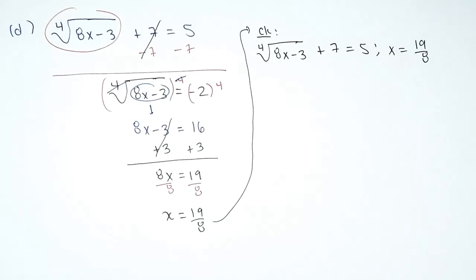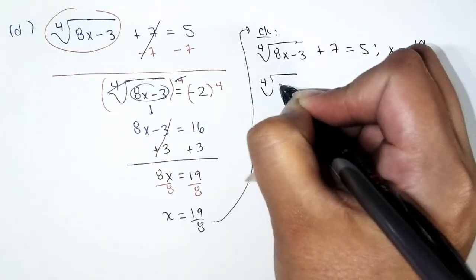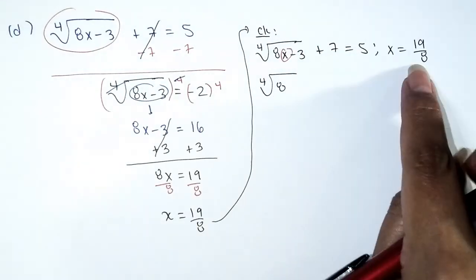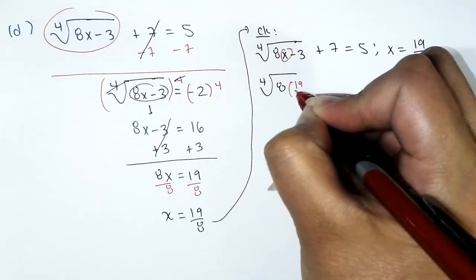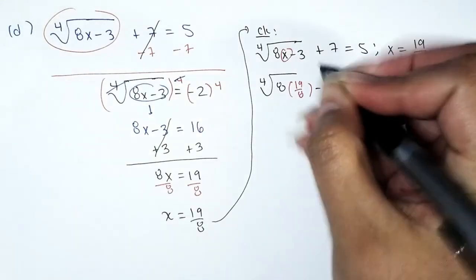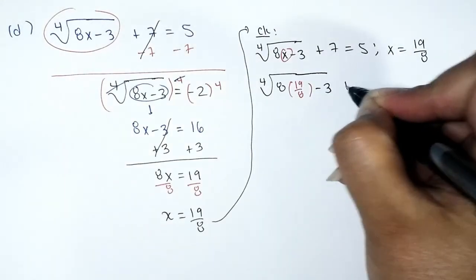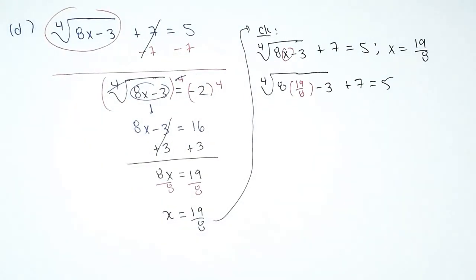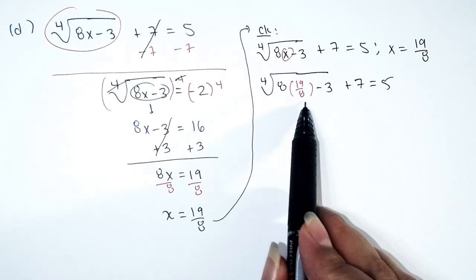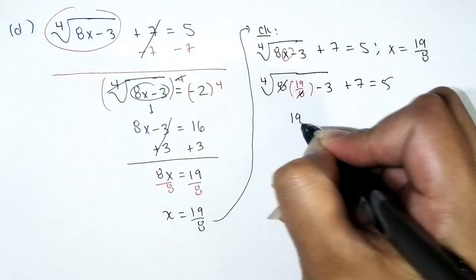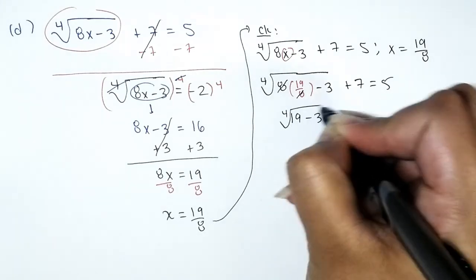So we have the fourth root of 8x. In this case, our x, or our proposed solution, is 19/8. We got to subtract 3 from it. Let me extend the radical. When we add 7 to it, I need it to give us 5. Okay, let's clean the left. Product of 8 and 19/8, the quotient of 8 and itself will give us 1, and that will leave us with 19 minus 3, while the fourth root of that plus 7.